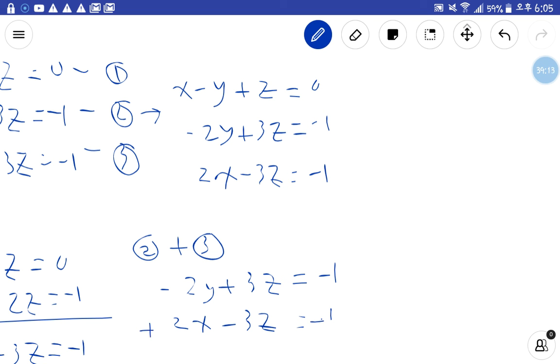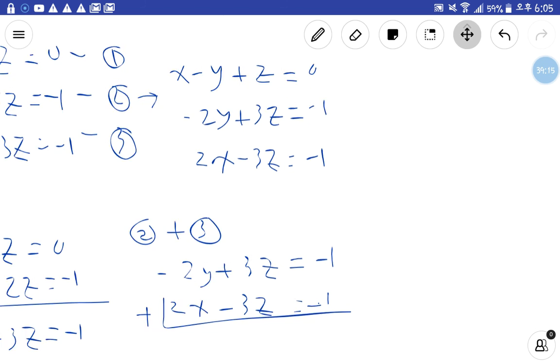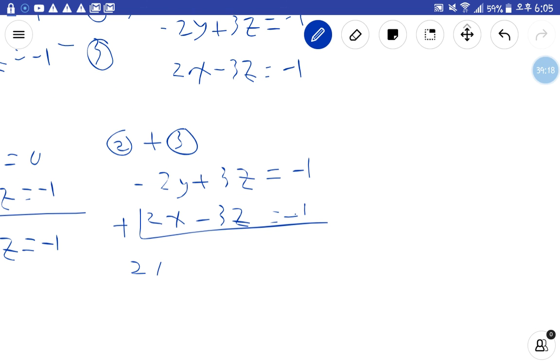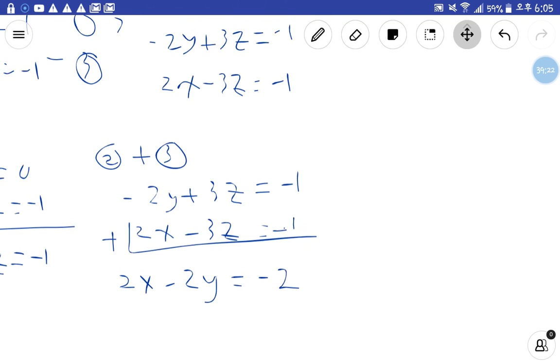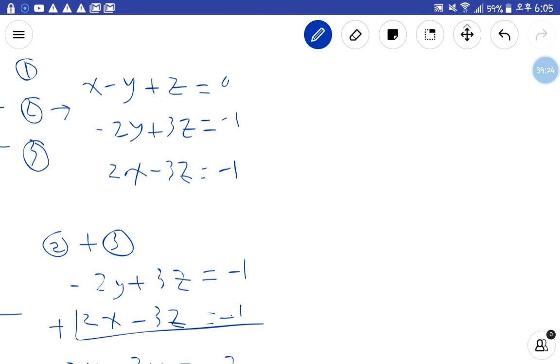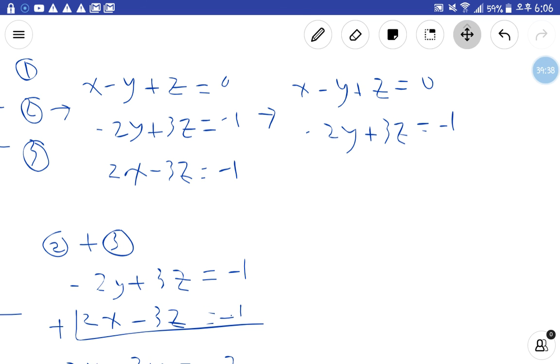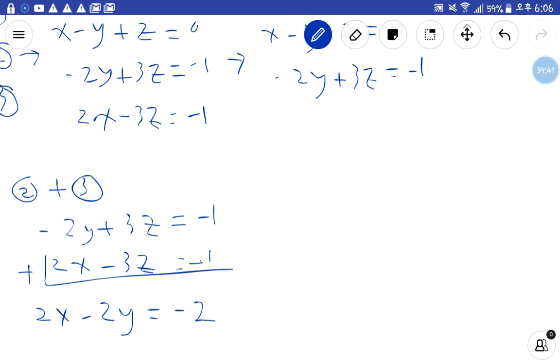If you add them up, you have 2x minus 2y equal negative 2. I'm going to replace my third one with this. So x minus y plus z equals 0, negative 2y plus 3z equal negative 1, and you have 2x minus 2y equal negative 2.